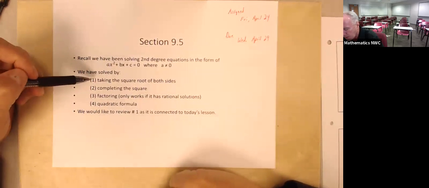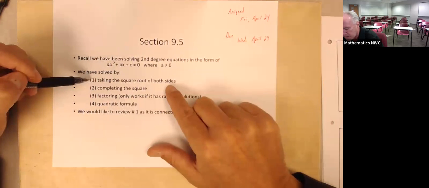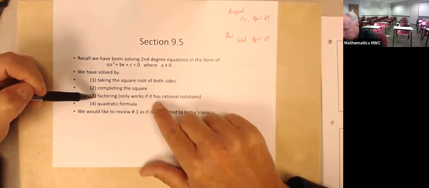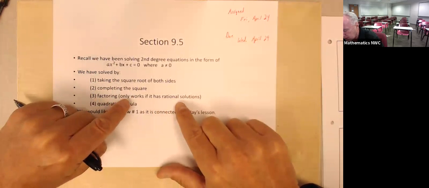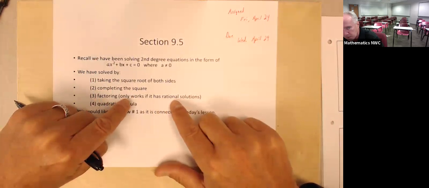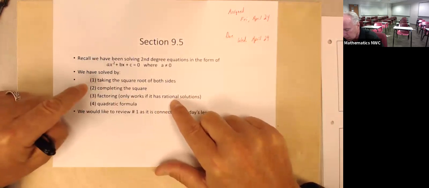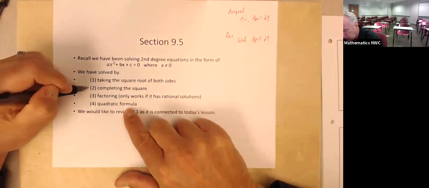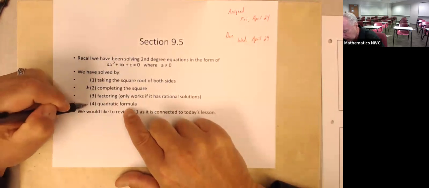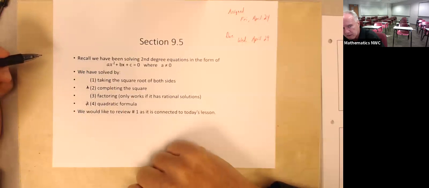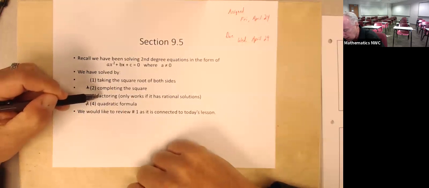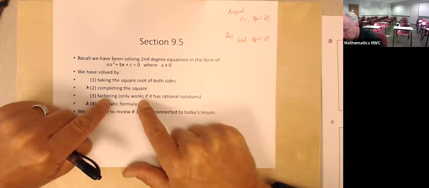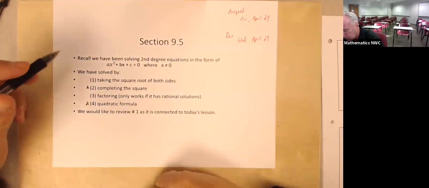You remember we solved by taking the square root of both sides. We solved by completing the square. We solved by factoring. We recognize that it doesn't always work. It's got to have a rational solution. It's got to be factorable. But the quadratic formula would always work. This one some of the time, but it's fast if it does work. So we usually try to take a look at that one because it can sometimes be the quickest.